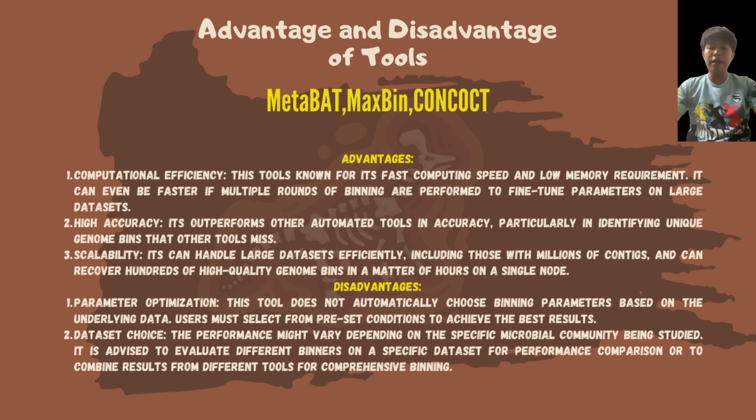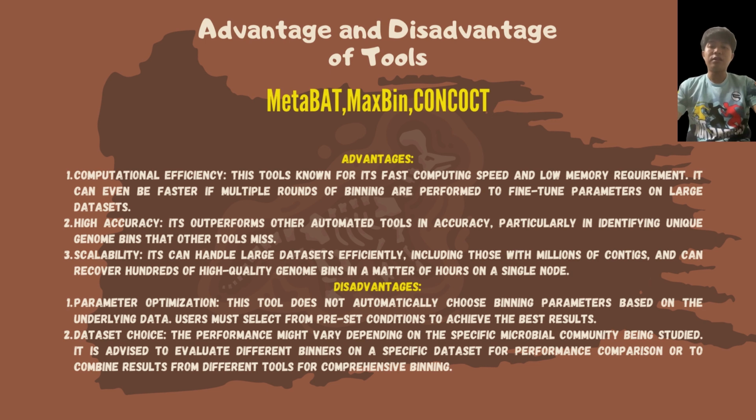Second is high accuracy. It outperforms other automated tools in accuracy, particularly in identifying unique genome bins that other tools miss. And last is scalability. It can handle large datasets efficiently, including those with a million contigs, and can recover hundreds of high-quality genome bins in a matter of hours on a single node.